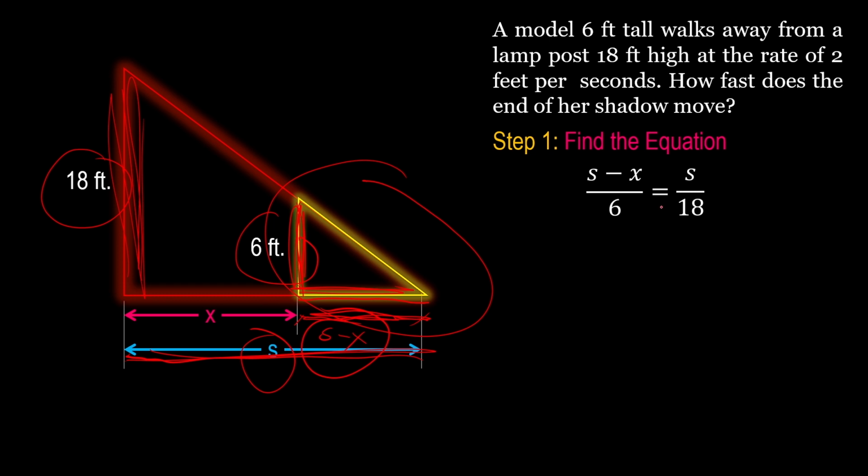Next, we have to cross multiply. We'll multiply 18 here and we will multiply 6 here. So we'll have this equation: 18s minus 18x is equal to 6s.